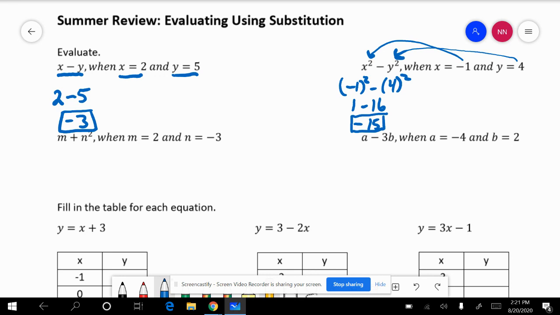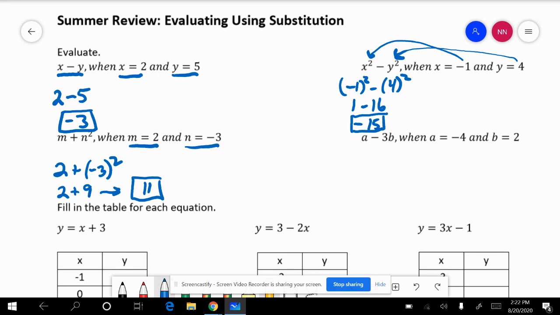For the next one, we have m and n. We're going to solve this just like x and y. M is 2, n is negative 3. So we have 2 plus negative 3 squared. That would be 2 plus 9, which is equal to 11.